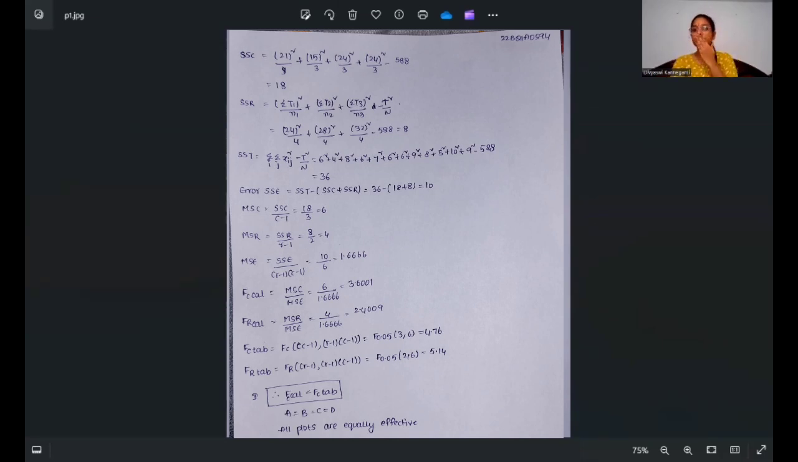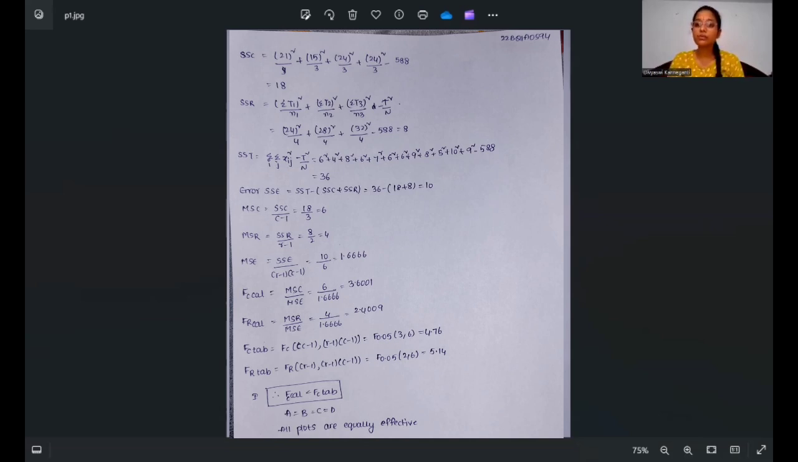That would be 10. Coming to the mean square of column, the formula is sum of squares of column by column minus 1, so that would be 6. The mean square row, that is sum of squares of row by row minus 1, is equal to 4. The mean square error, that is sum of squares of error by row minus 1 into column minus 1, is equal to 1.6666.